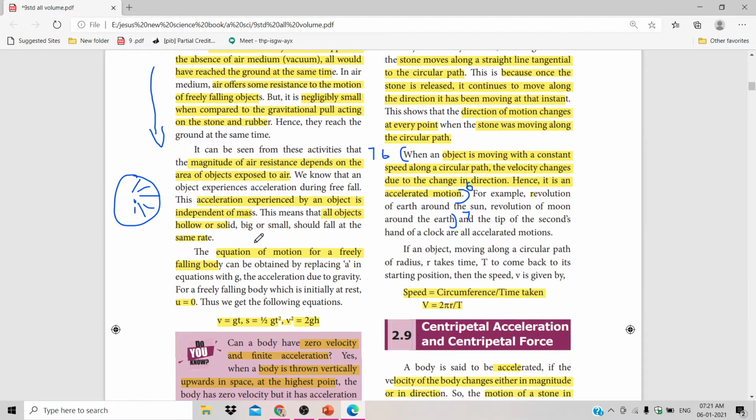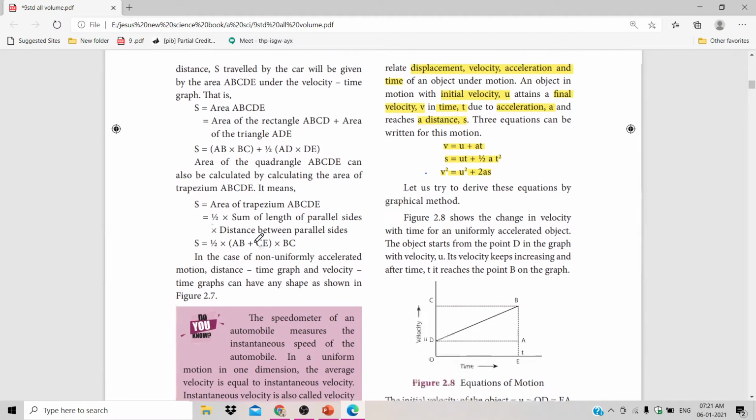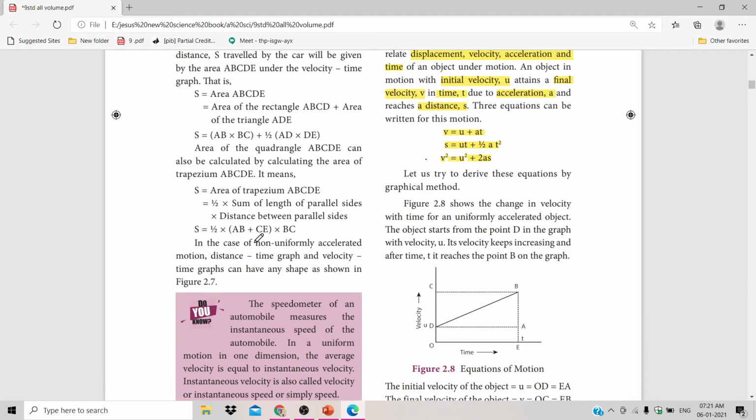In that, you have learned the equations of motion. There are three equations: V is equal to U plus AT, S is equal to UT plus half AT square, and V square is equal to U square plus 2AS. In that, V is the final velocity, U is the initial velocity.